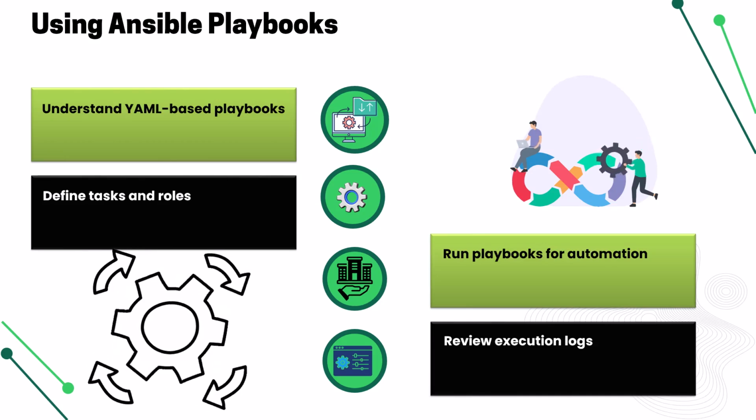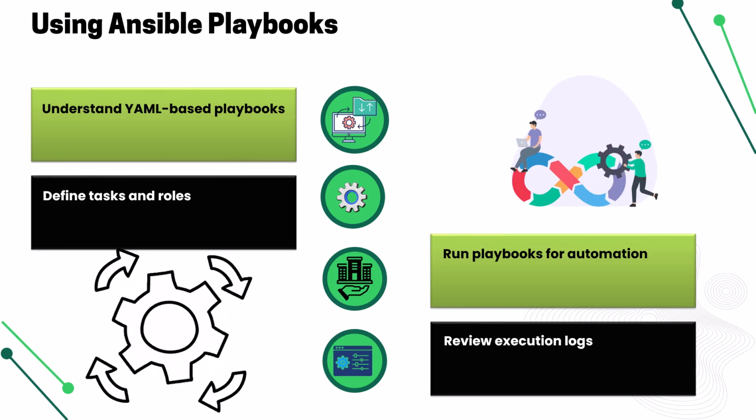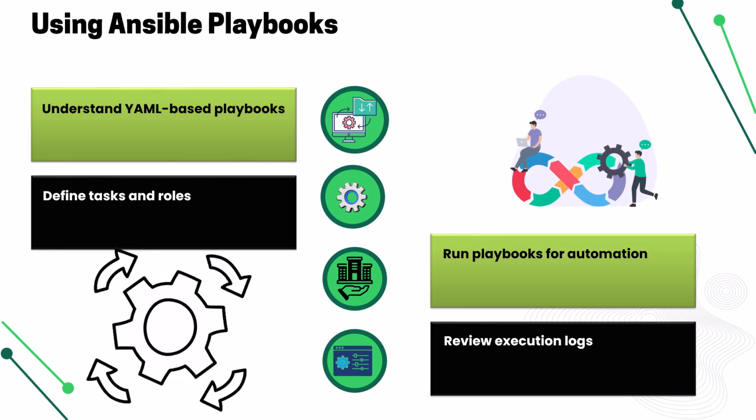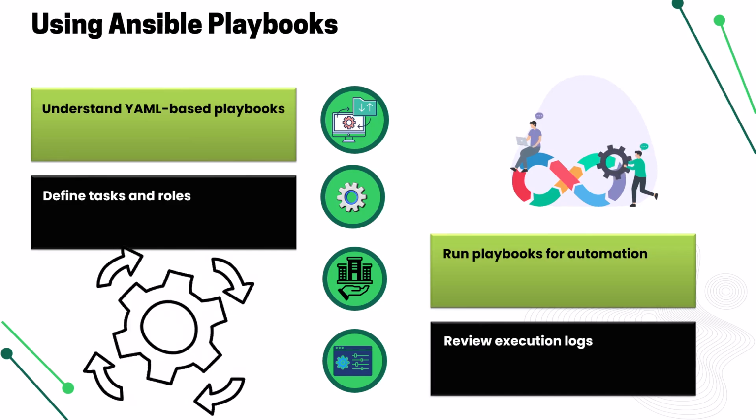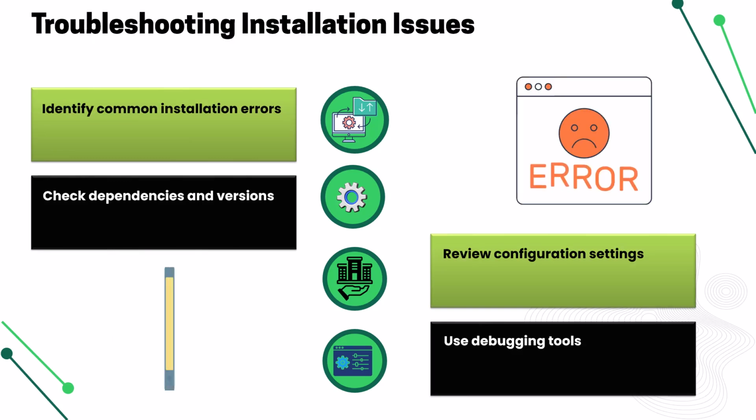Playbooks, think of them like recipes just for automation. They're written in YAML, which is basically a readable format that makes tech look friendly. We set up tasks, define roles, and hit run to automate workflows. Reviewing logs, that's how we know if our dish is coming out perfectly or if we accidentally added too much salt. Every great journey has a few bumps.